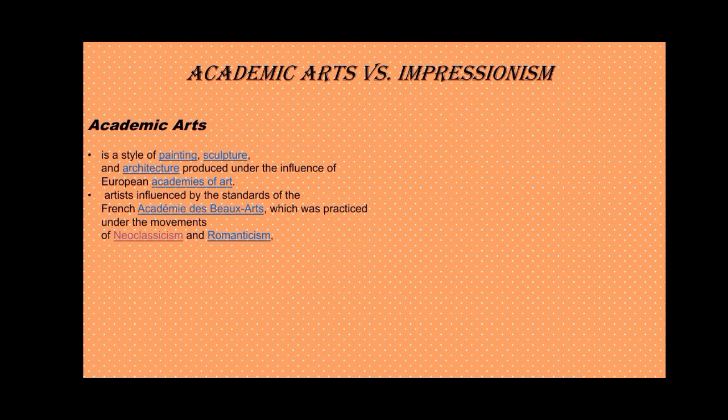So, what is academic art? It is a style of painting, sculpture, and architecture produced under the influence of the European Academy of Art. Artists were influenced by the standards of the French Académie des Beaux-Arts, which was practiced under the movements of Neoclassicism and Romanticism. So it is traditionally used to describe the style of true-to-life but high-minded realist painting and sculpture, championed by the European Academies of Art, notably the French Academy of Fine Arts.